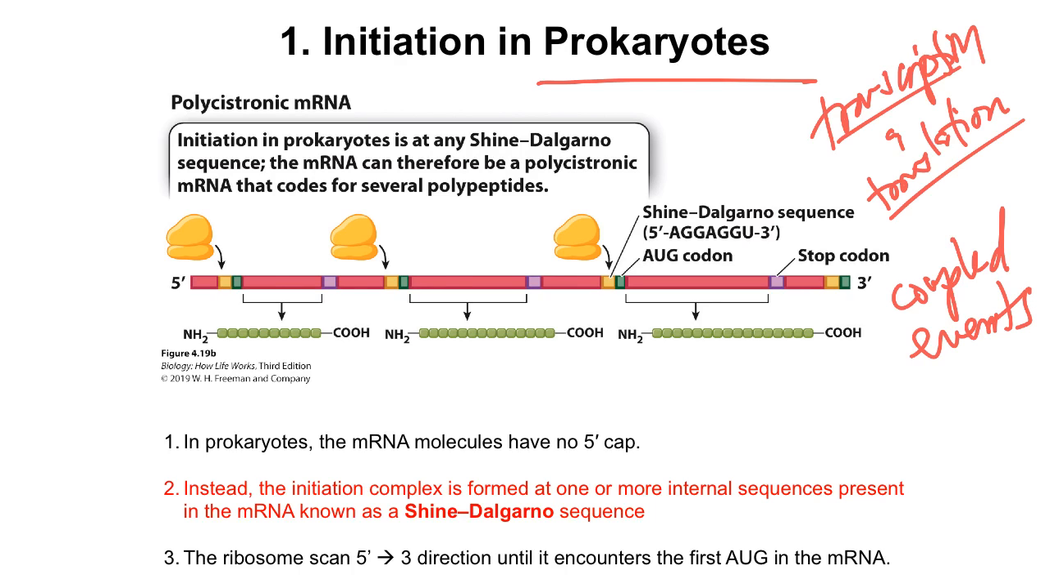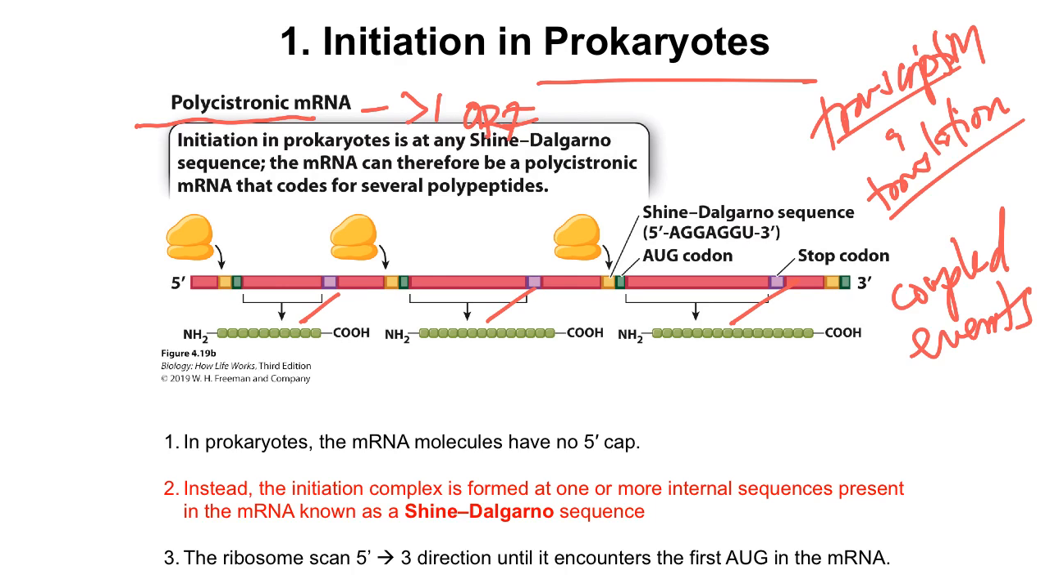Okay, and that second difference is the fact that the mRNA in prokaryotes is what we call polycistronic. So what that means is that it has more than one open reading frame, meaning that it encodes more than one polypeptide, as illustrated here. In this particular example, we have a polycistronic mRNA that encodes 3 different polypeptides.